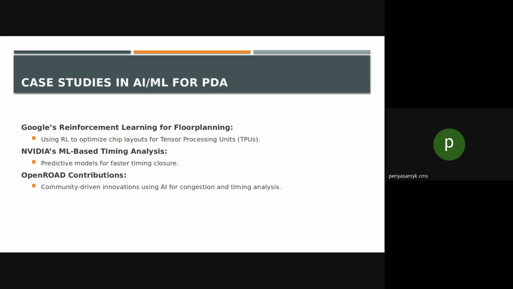Machine learning models analyze past designs to predict and mitigate areas of congestion earlier, while also optimizing the placement of cells and routing to achieve the best possible performance. OpenROAD's integration of AI makes it an invaluable tool in modern chip design, reducing the need for manual intervention and enabling a more efficient and scalable design process.